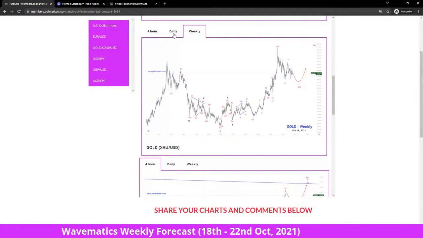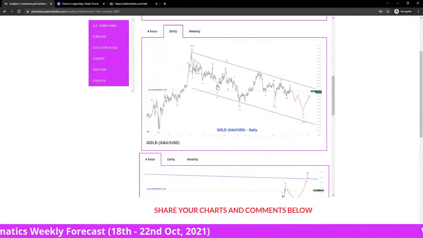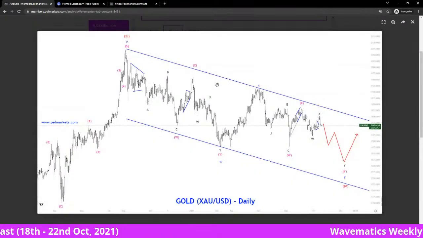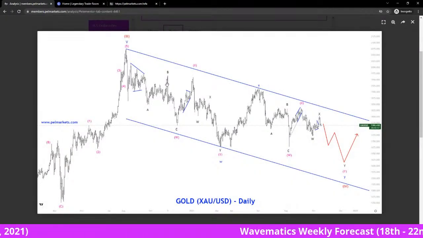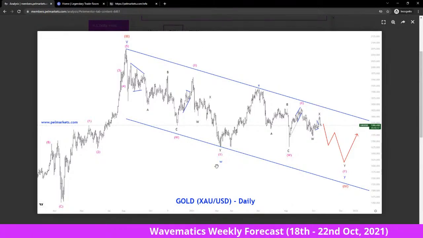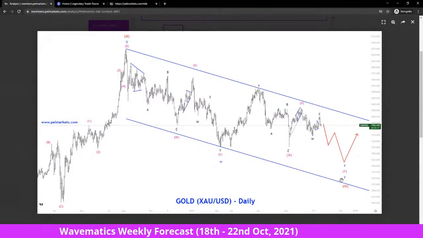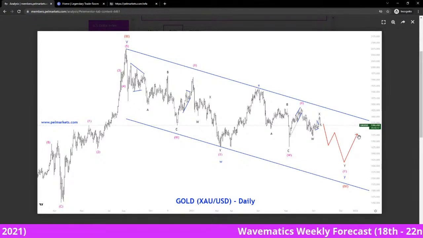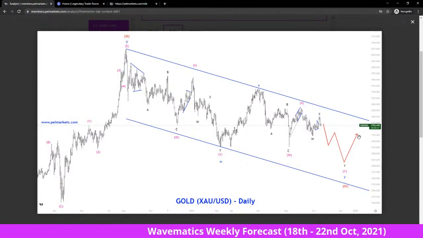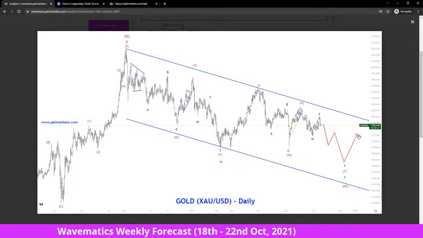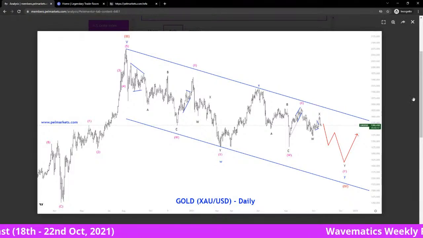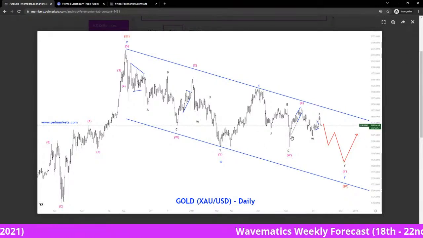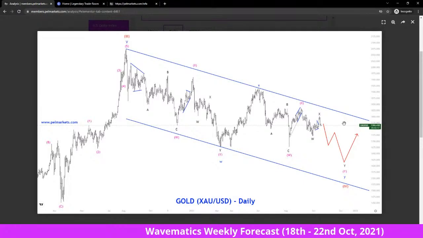So if you want to check on the daily, you click on the daily. On the daily time frame, this is what I'm looking at: a kind of a double three of a WXY X and another WXY to complete this wave Y. So I'm expecting it to come lower this way, and then we'll get an upside for that. In the course of the week, I'm going to drop the alternate count, so that you know how you are going to trade it this way. So now we're looking at the weekly and the daily.